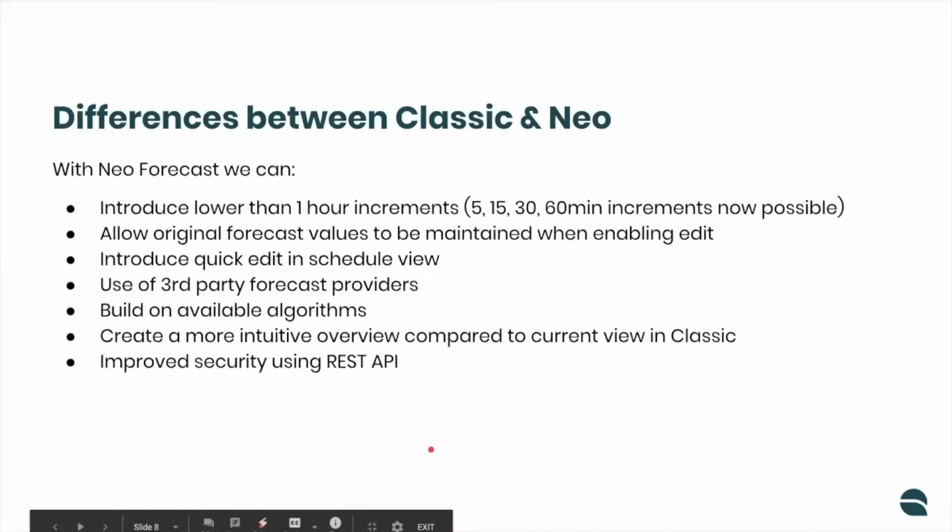So with regards to the differences, just before we hop into the demo, I've alluded to some of this already, but these are the key differences for you to take away from today. The first one is that with the building of Neo Forecast, we have allowed for the introduction of lower than 1 hour increments. So when we are configuring or setting up your forecast variables in Neo, we are able to set that up on 5, 15-minute, 30-minute, or 60-minute increments. It came from various different requests to allow for that.